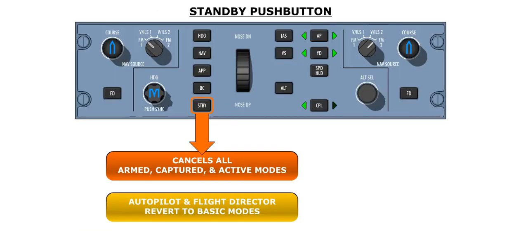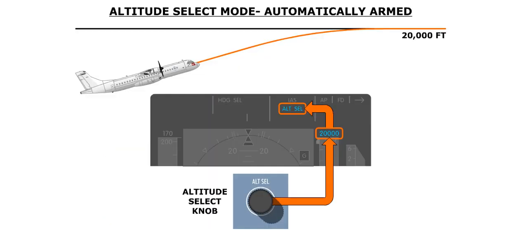All armed, captured, and active autopilot and flight director modes can be cancelled by pressing the standby push button on the FGCP. Pressing the push button reverts the autopilot and flight director to basic modes. The altitude select mode is automatically armed when the aircraft is climbing or descending towards a selected altitude. The selected altitude is set by rotating the altitude select knob on the FGCP. The selected altitude is then displayed above the PFD altitude indicator.